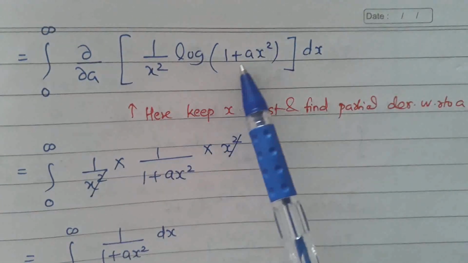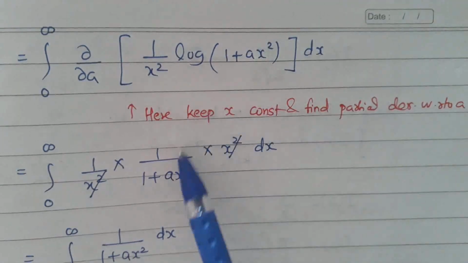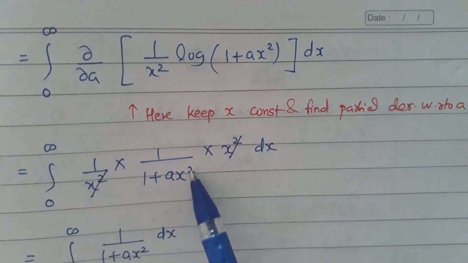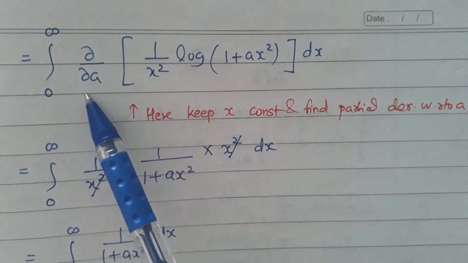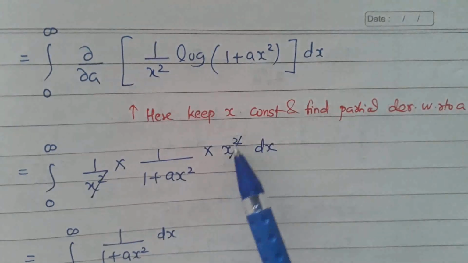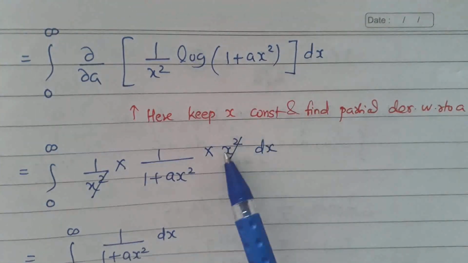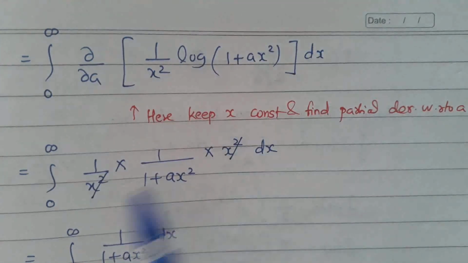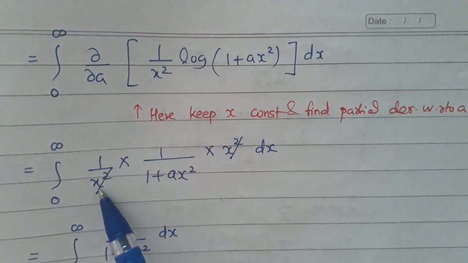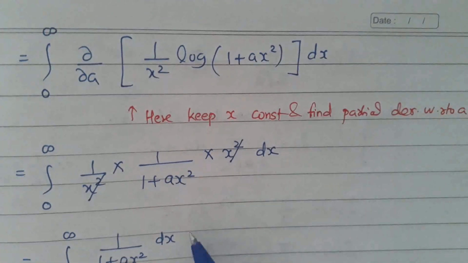Derivative of log of 1 plus ax square with respect to a is 1 upon 1 plus ax square, and the derivative of 1 plus ax square with respect to a is x square, because the derivative of 1 becomes 0 and x square is constant, so keep this as it is. So here this x square and that x square will get cancelled. One function is left here, 1 upon 1 plus ax square dx.